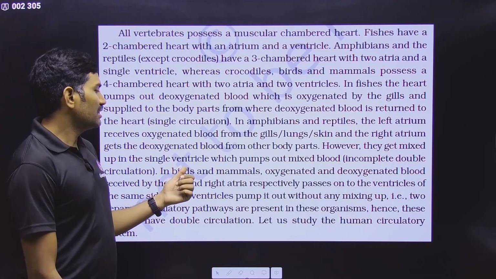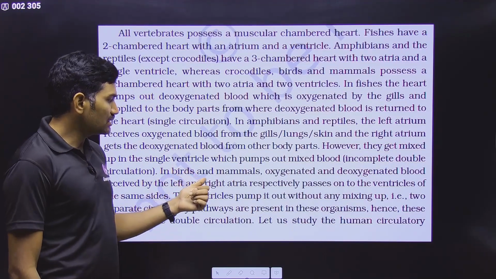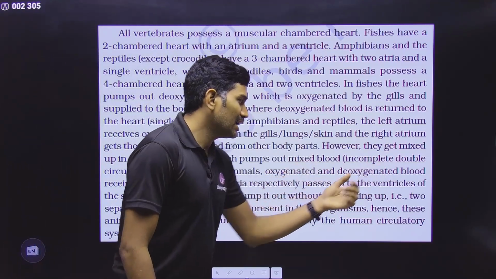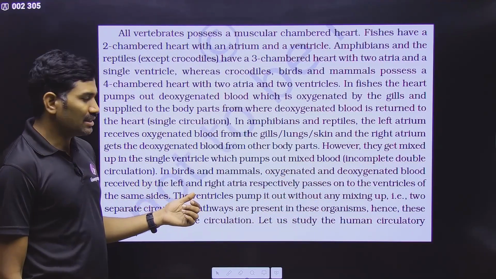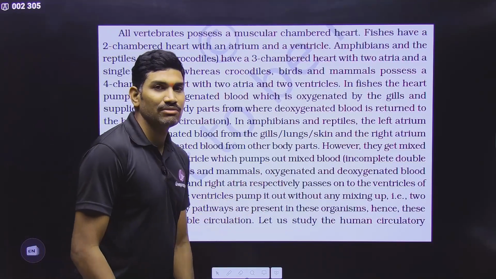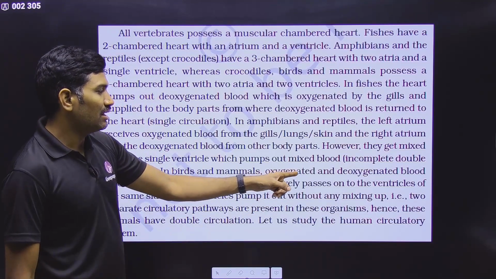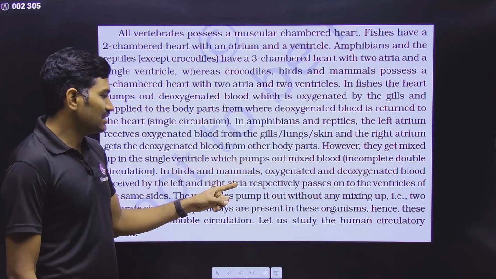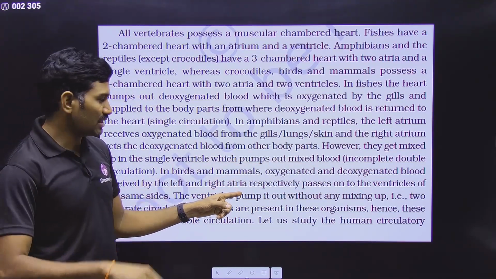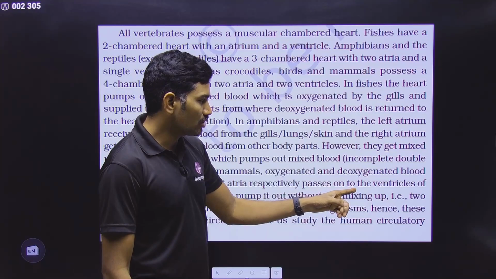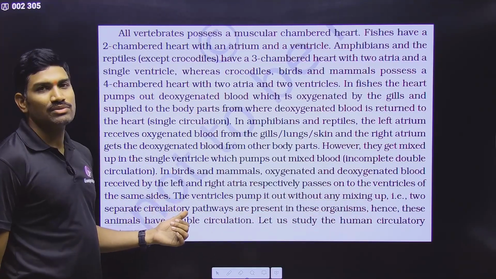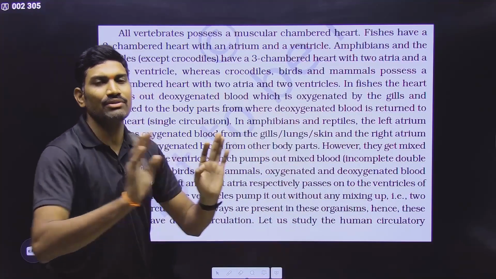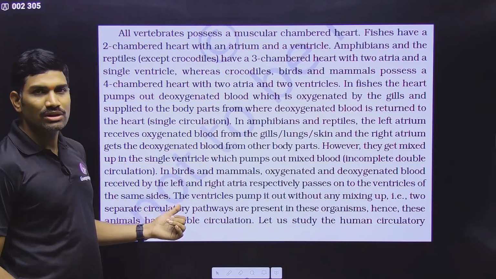Next one, in the case of crocodiles, birds and mammals, oxygenated and deoxygenated blood are received by the left and right atria respectively. What is the meaning of respectively? Oxygenated blood is received by the left atrium, deoxygenated blood by the right atrium. It passes on to the ventricles of the same side: from the right atrium to the right ventricle, from the left atrium to the left ventricle.